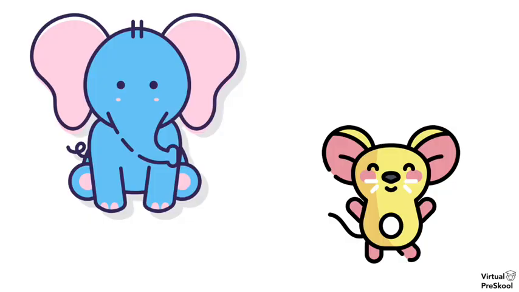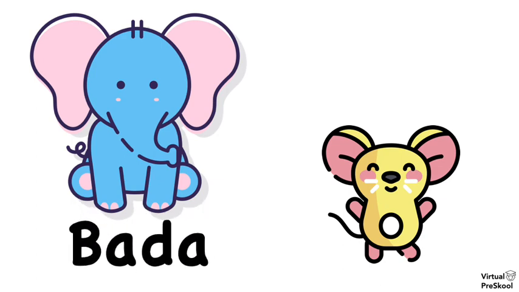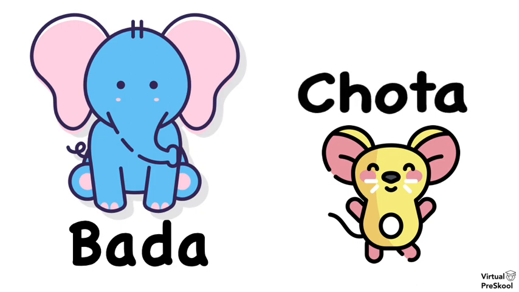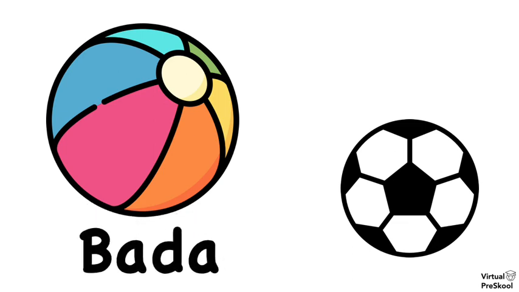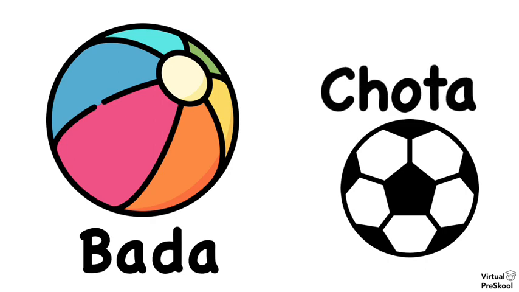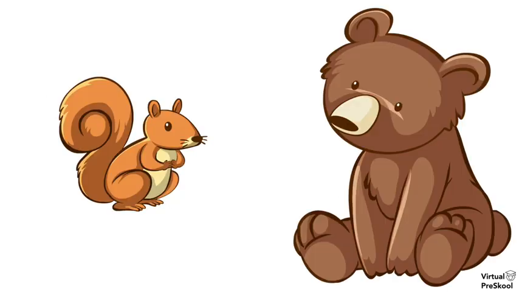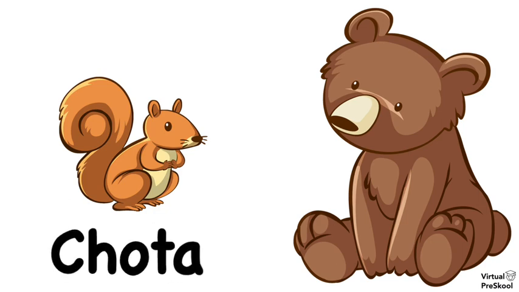So how would you describe the elephant? Bada or chota? Bada. And what about the mouse? Bada or chota? Chota. What about the beach ball? Bada or chota? Bada. And what about the soccer ball or football as it's called in some countries? Bada or chota? Chota. What about the squirrel? Bada or chota? Chota. And the bear? Bada or chota?